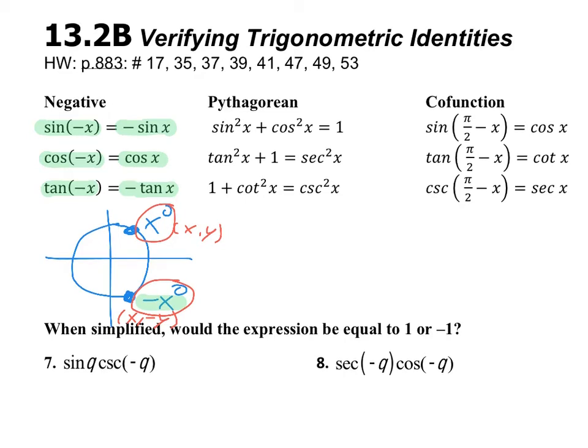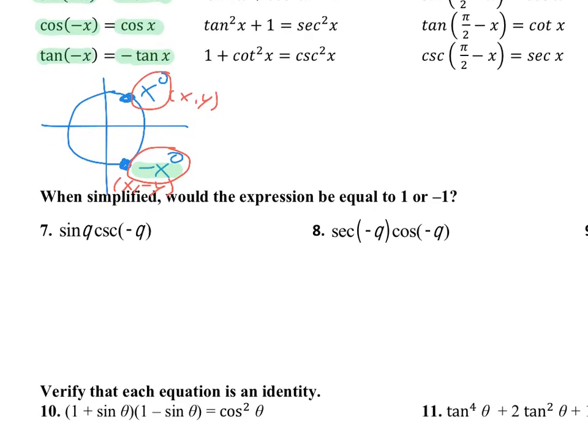Alright, let's move on to number 7. So on your paper, that should say sine theta, cosecant theta. So let's leave sine theta alone. And let's change cosecant of negative theta to 1 over sine of negative theta.